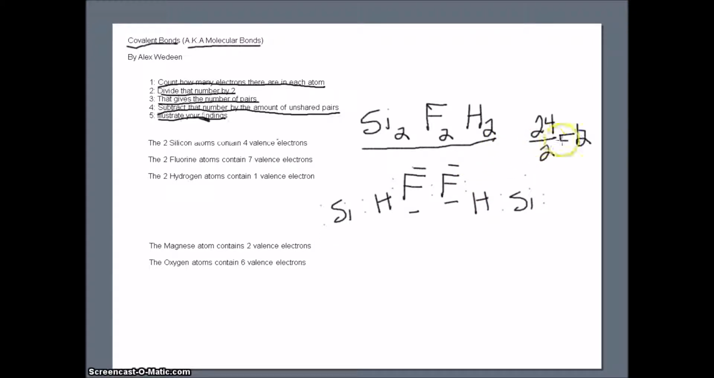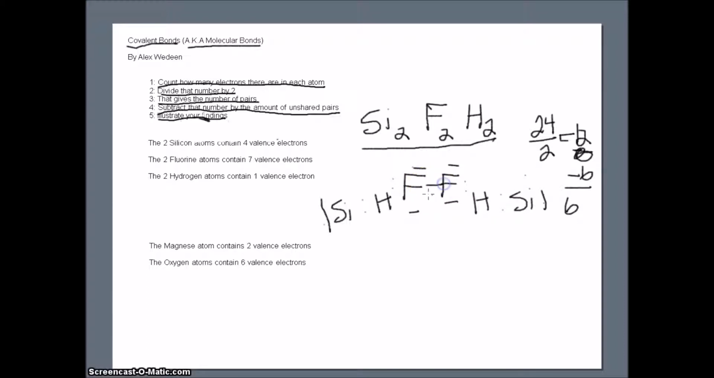Then this is the number of pairs, and so we want to subtract that by the number of unshared pairs. So we have 1, 2, 3, 4, 5, and 6. And that will give us, sorry about that, minus 6. That will give us 6. Six bonds.